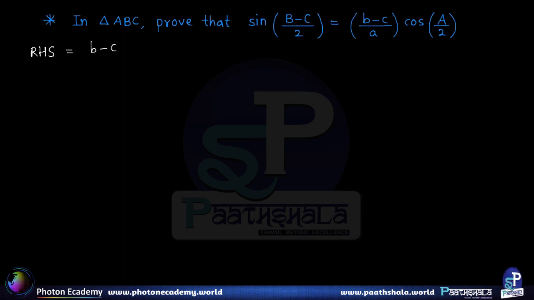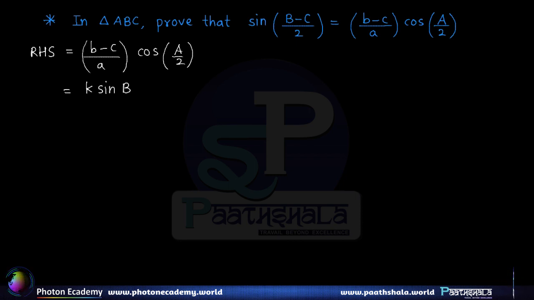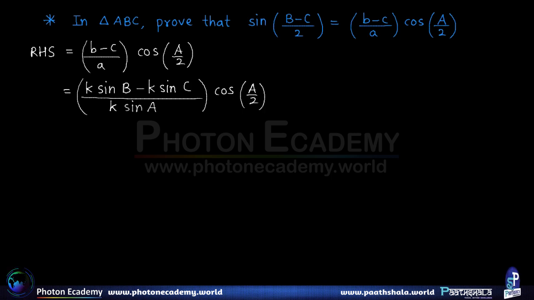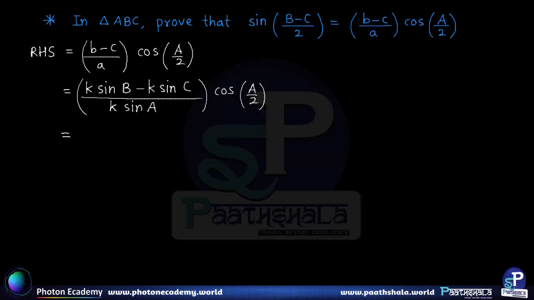So let us write the right hand side as (b minus c) upon a into cos of A by 2. Now we can replace b, c and a with the terms k sin B, k sin C and k sin A, as we have seen in the sine rule. So we can use the k method, which is what we call it, into cos of A by 2. Now taking k common and cancelling out from numerator and denominator, we are left with (sin B minus sin C) upon sin A into cos of A by 2.